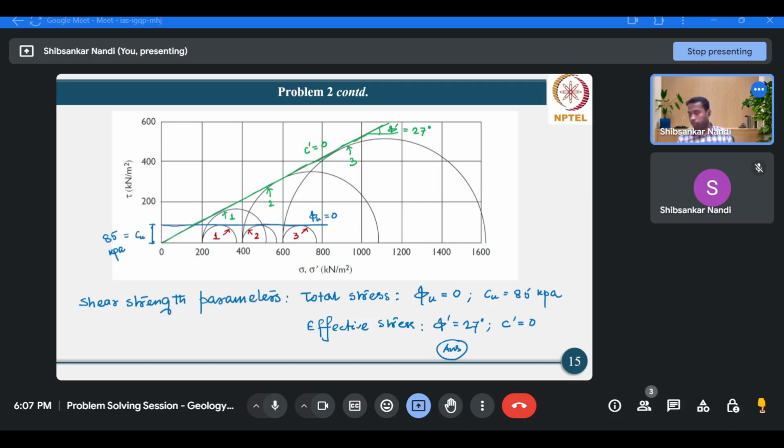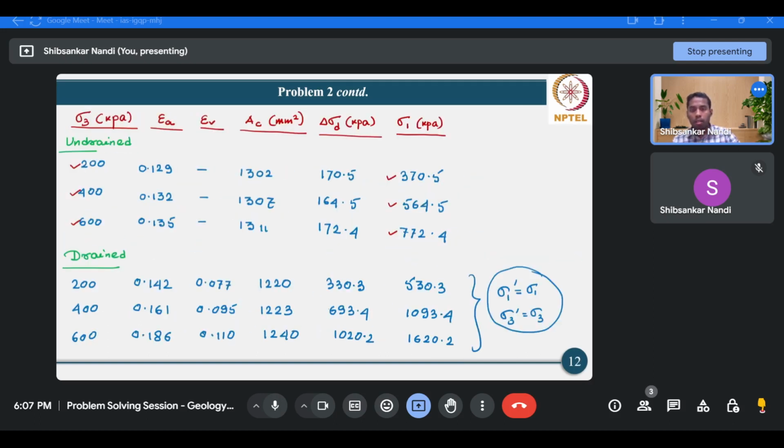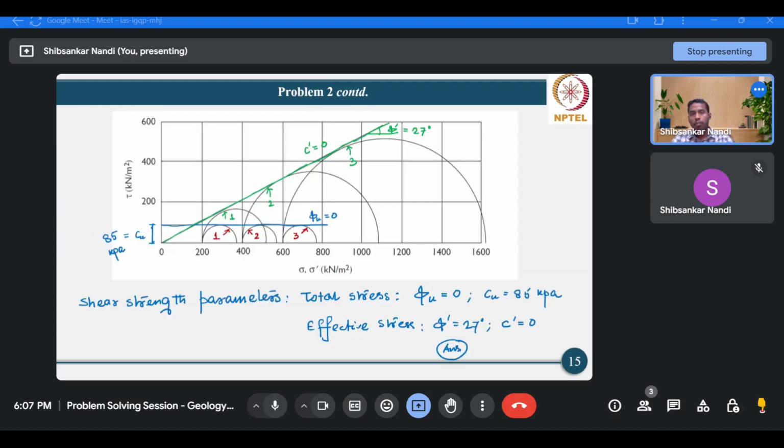Okay. One request to all of you. I did this calculation already, so your task is to cross check all these values because I might be wrong in the calculation part. However, the philosophy behind determining the shear strength parameters remains the same.